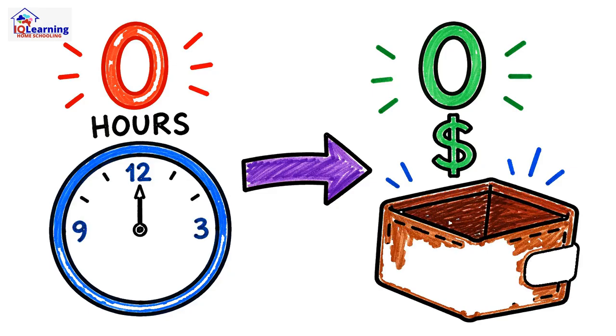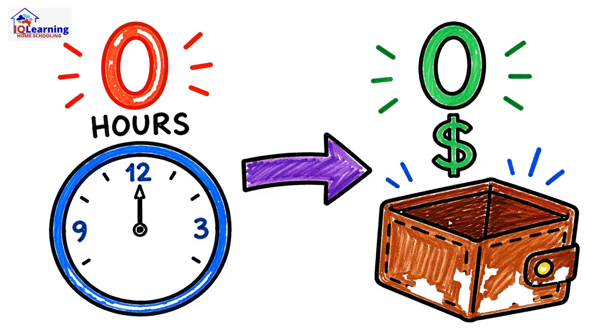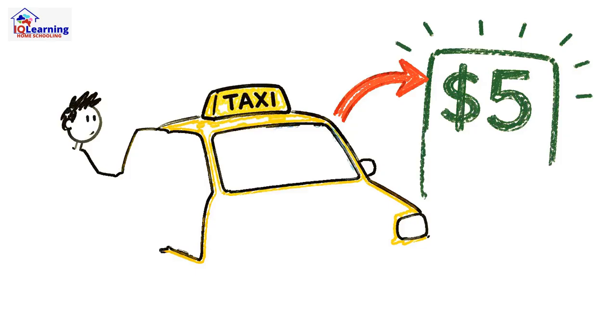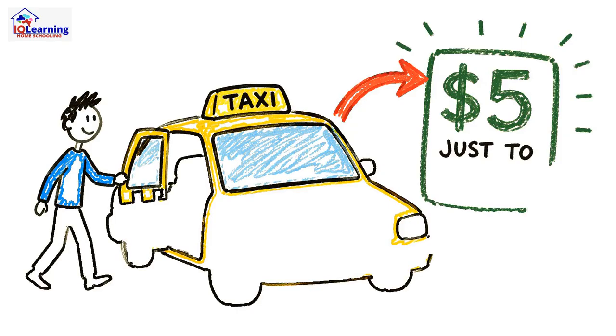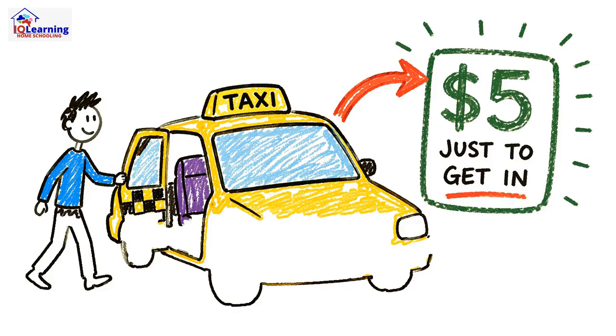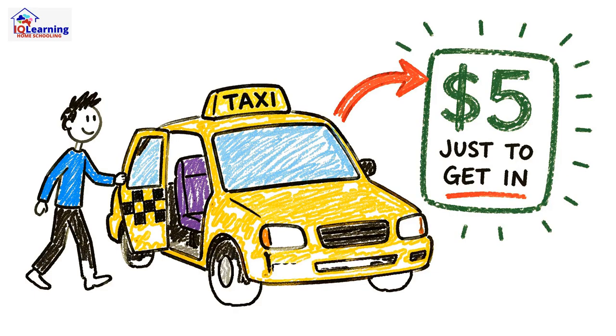First, it must pass the zero rule. If you work 0 hours, you earn $0. A taxi fare that starts at $5 just for getting in, that's not direct proportion because it doesn't start at 0. The relationship has to begin at the very beginning.